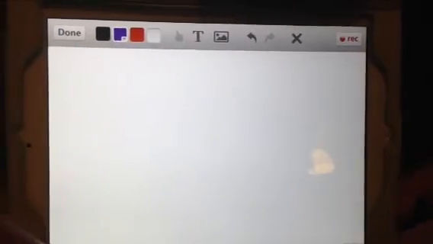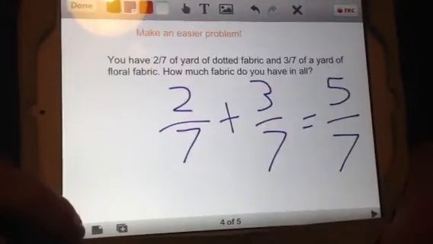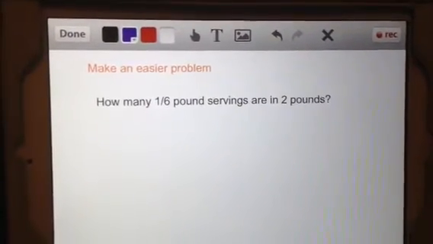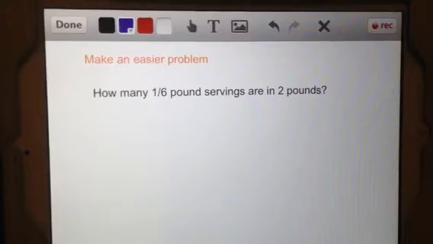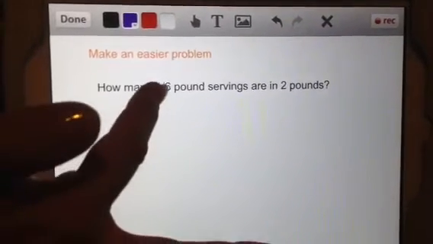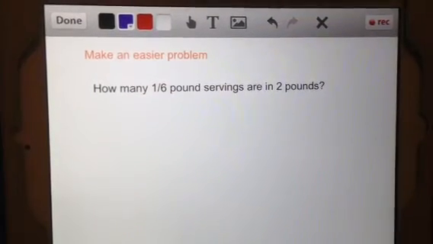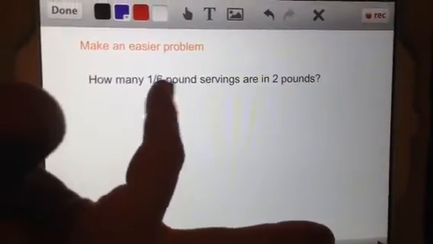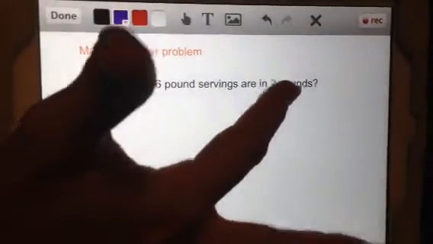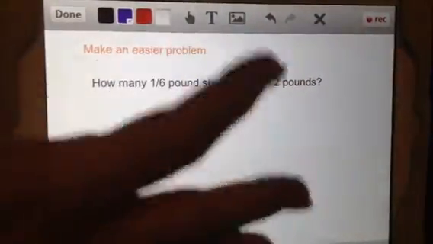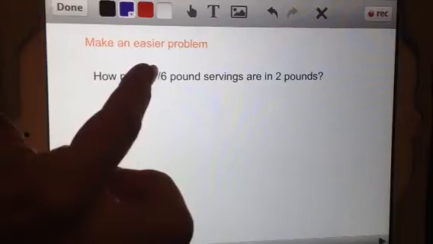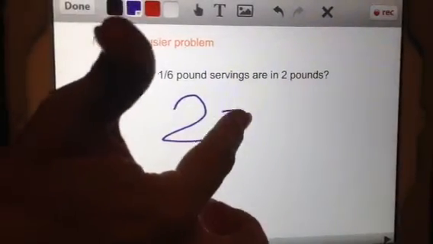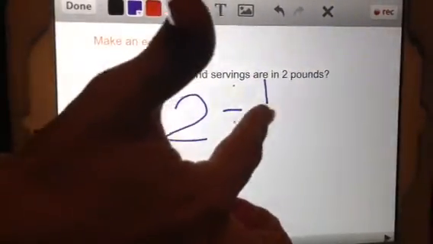Another thing you might want to try, this is another one where you make an easier problem. How many 1/6 pound servings are in 2 pounds? Well, let's take this part out and just say how many 1 pound servings. What are we doing? You know the answer. If you say how many 1 pound servings are in 2 pounds, well, there's 2, because you divide 2 by the 1 pound and you would get 2. Well, that's what we're going to do here. We're going to take the 2 pounds and we're going to divide it by the 1/6.